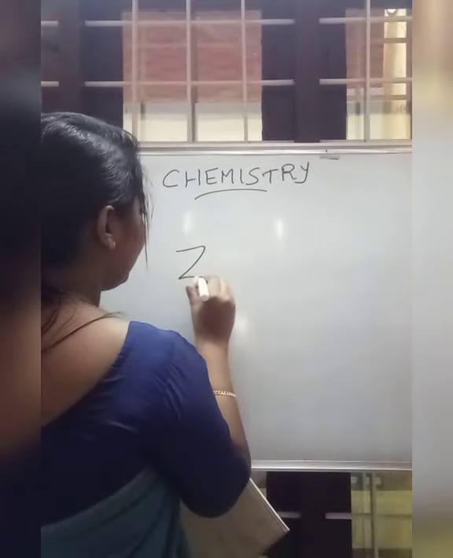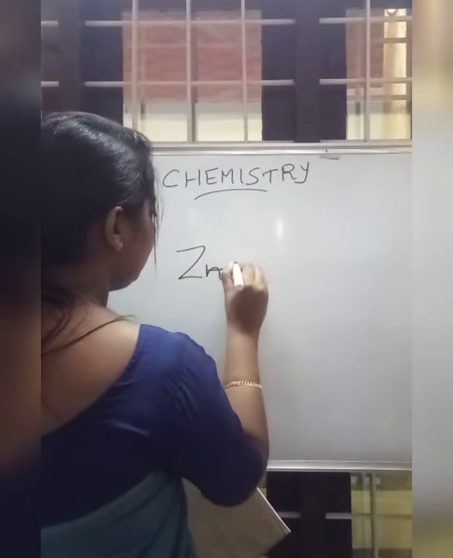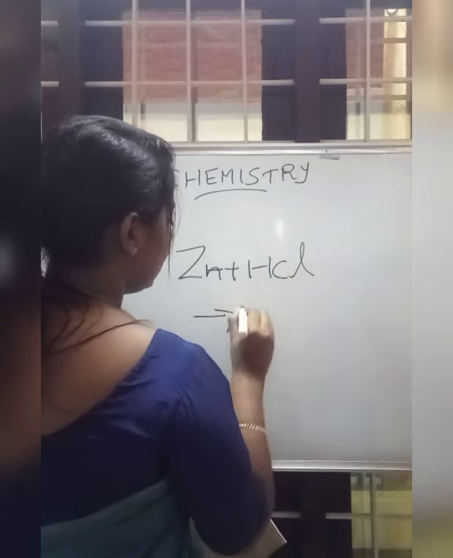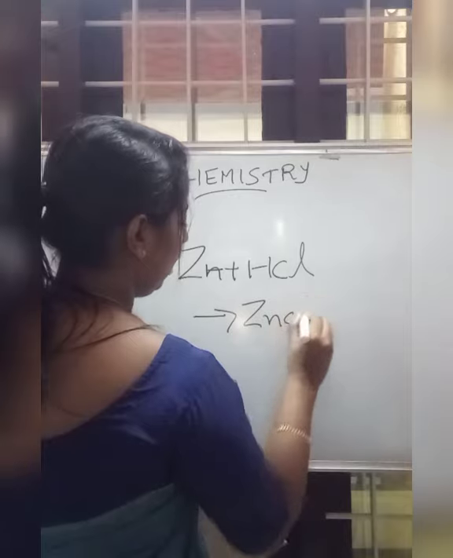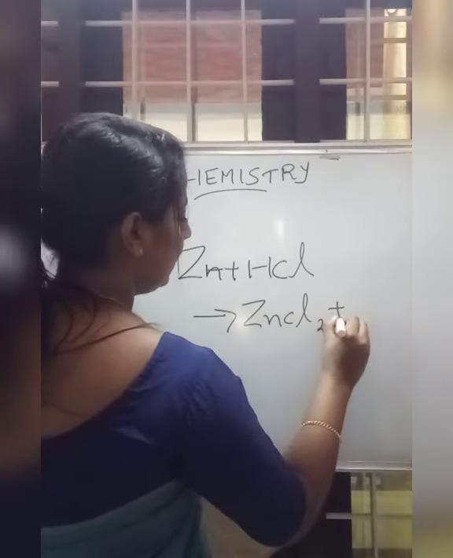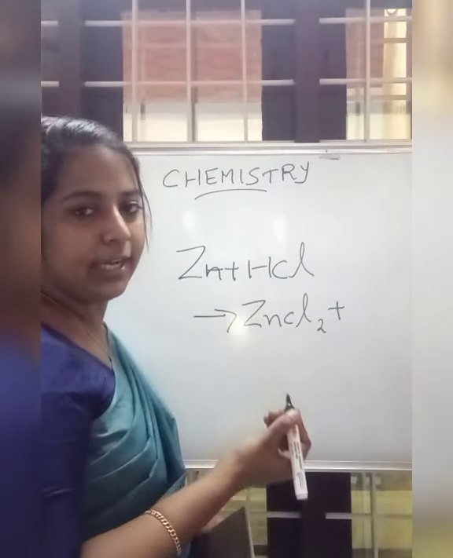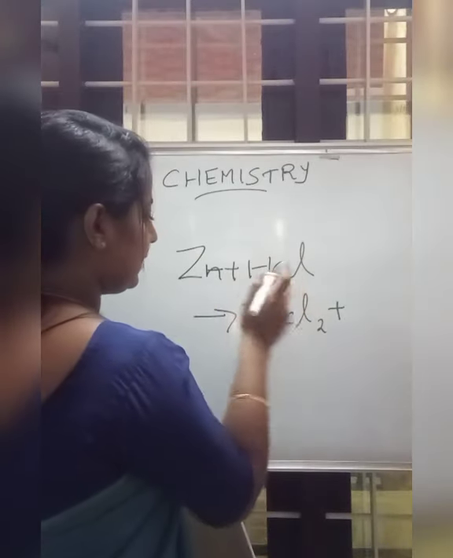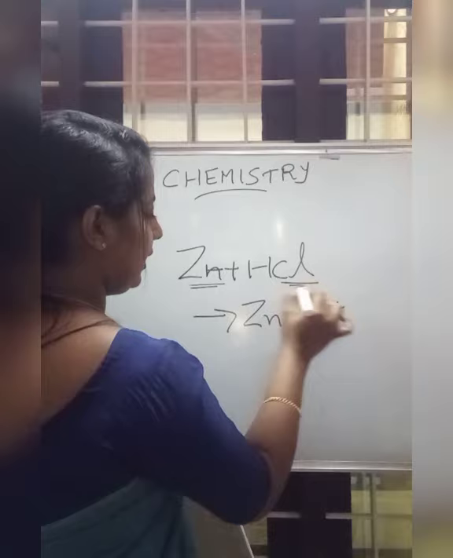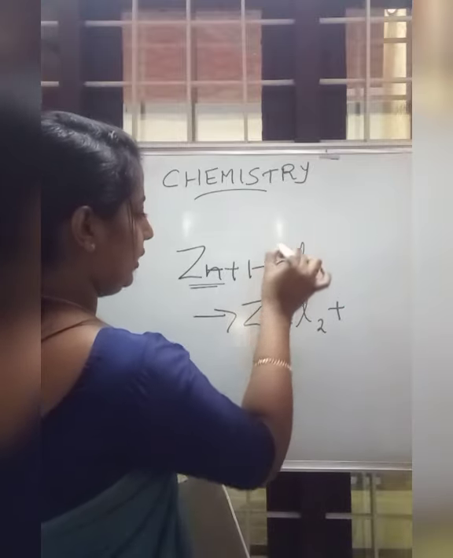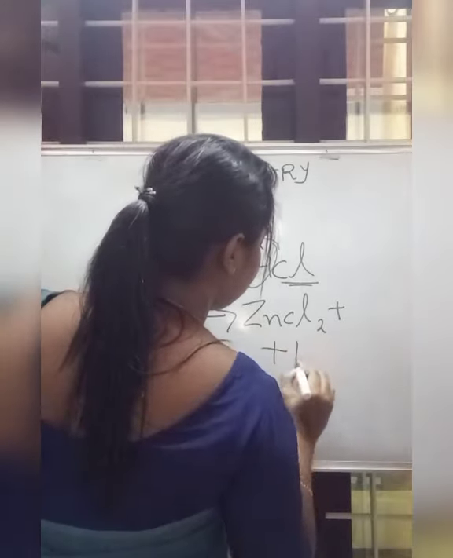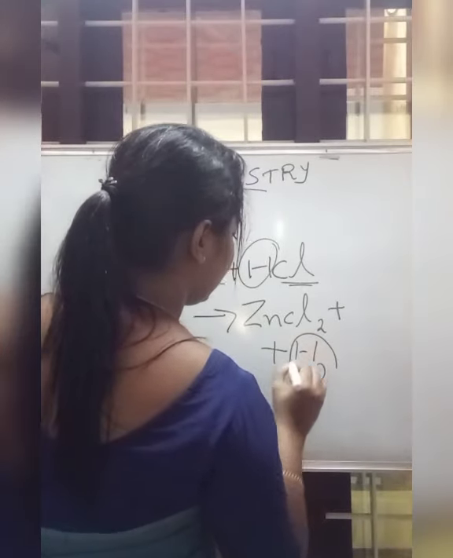Zinc reacts with HCl to form zinc chloride plus a gas is evolved there, right? Which gas is evolved there? Zinc plus HCl, Zn, HCl gives ZnCl2 and what is remaining there? Hydrogen. So the gas evolved is hydrogen.